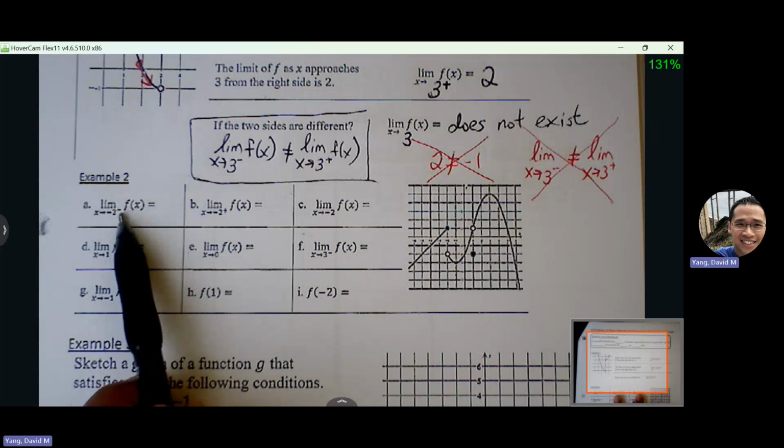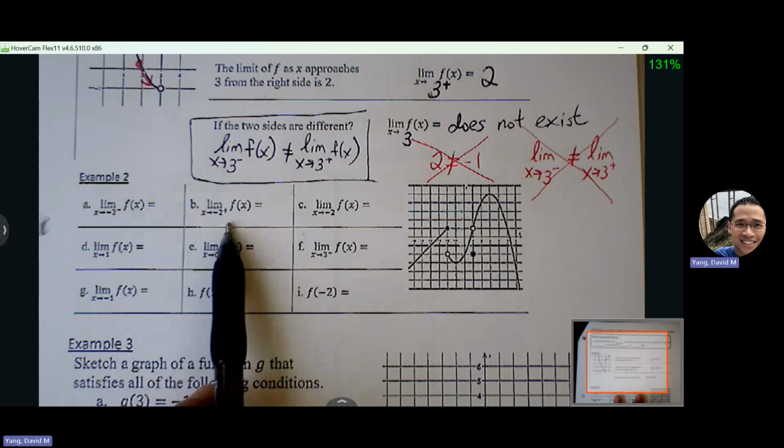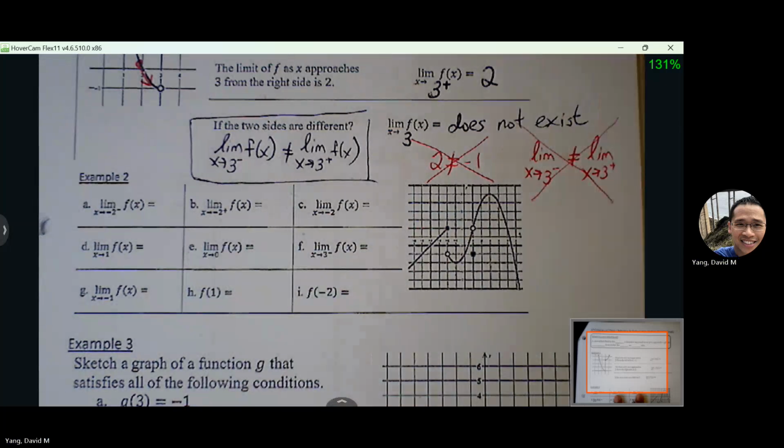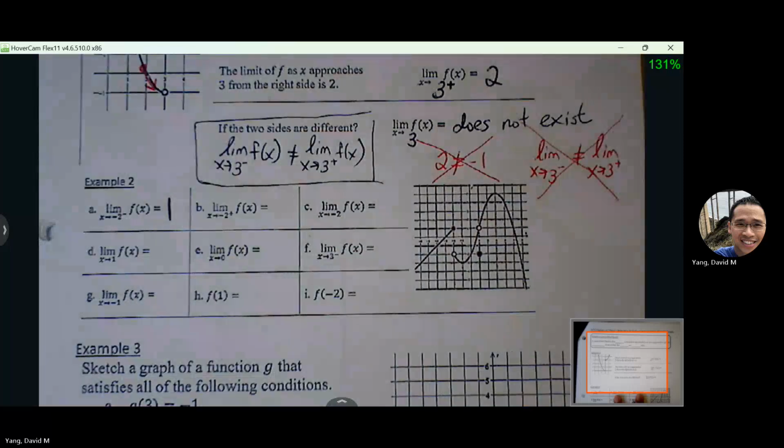So if you see a negative exponent, that means you're starting to the left of your target, moving towards your target. If you see a plus exponent notation, that means you're starting to the right of your target, and then you're moving towards your target from that point. And if you don't see any positive or negative notations, exponent-wise, that means it's asking for the full limit. It's asking, are the two arrows meeting or heading towards the same y value? If they are, then the limit does exist.